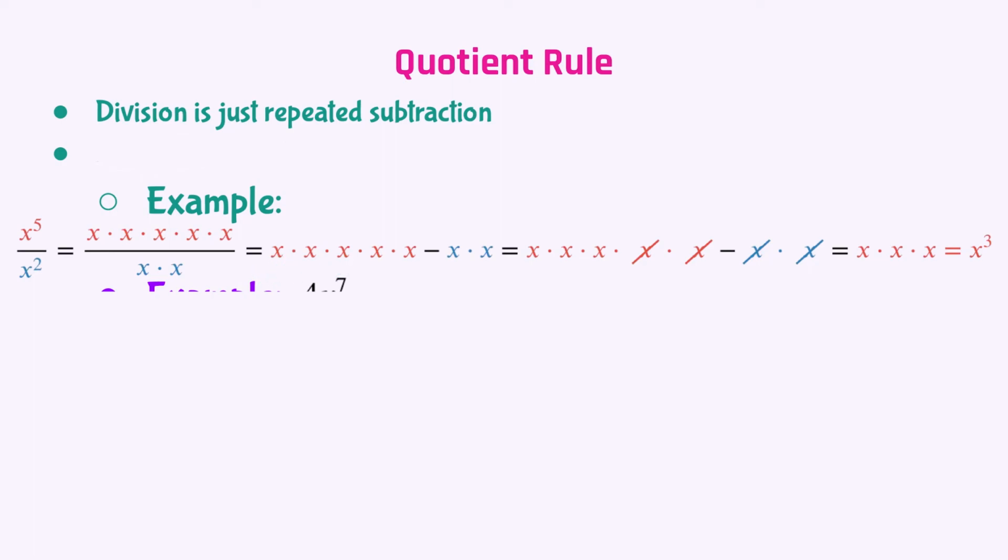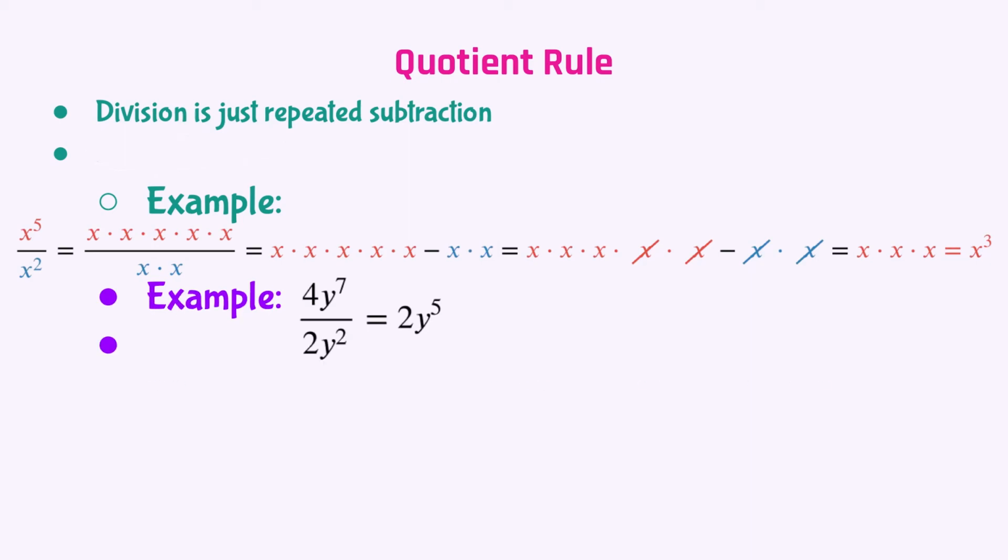So x times x times x times x times x minus x times x. And when we do that, we cancel 2 of those x's. And we are left with x to the 3rd.